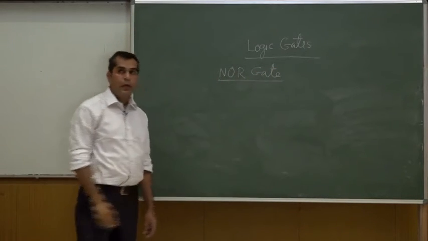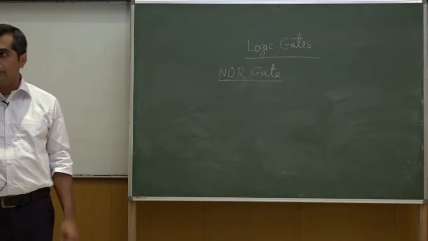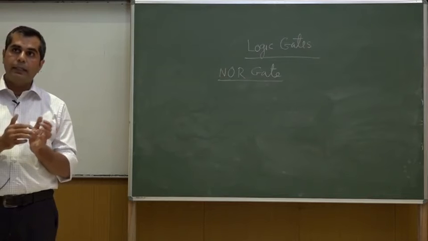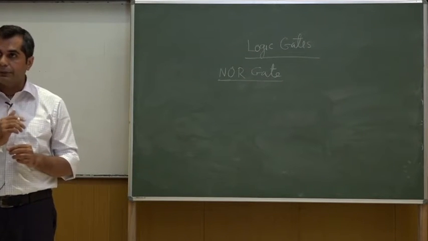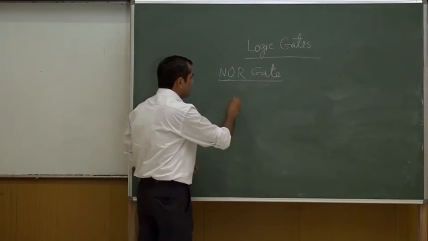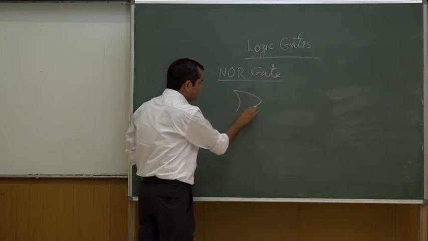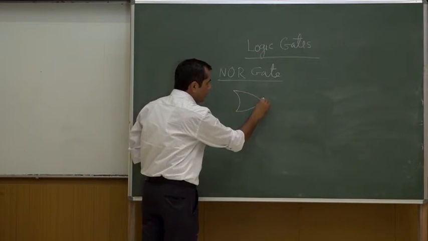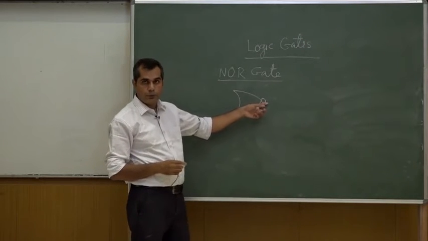Okay. So, a NOR gate basically inverts the output of an OR gate. I mean, the output in a NOR gate is just the reverse of the output of an OR gate. And the symbol for the NOR gate is similar to that of the OR gate, except for a bubble at the output. This bubble indicates the reverse of the output.